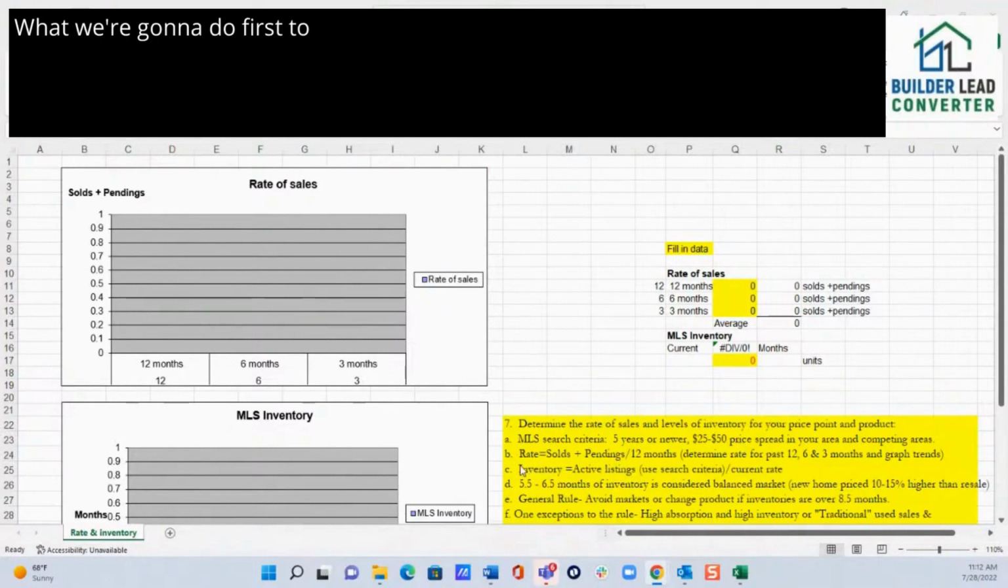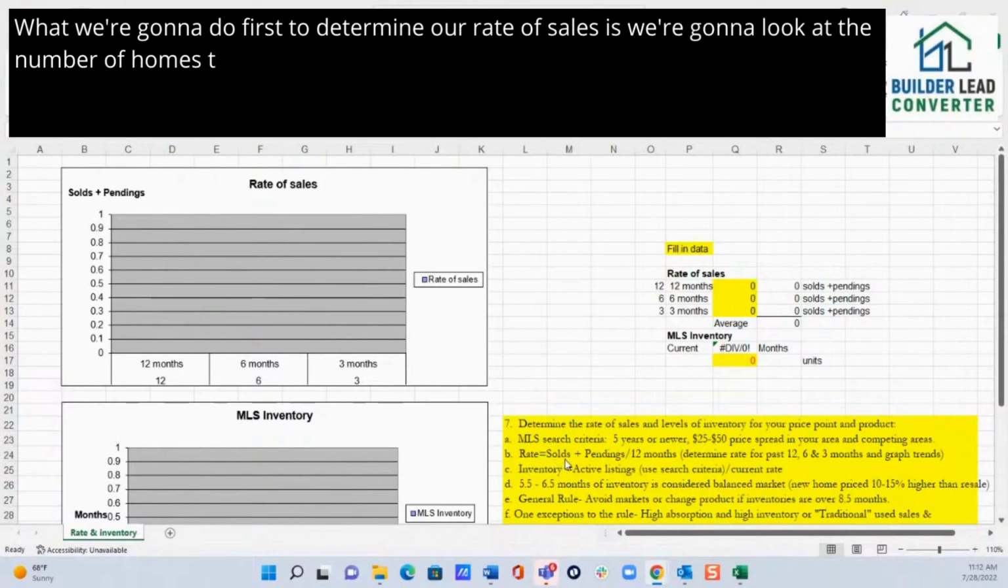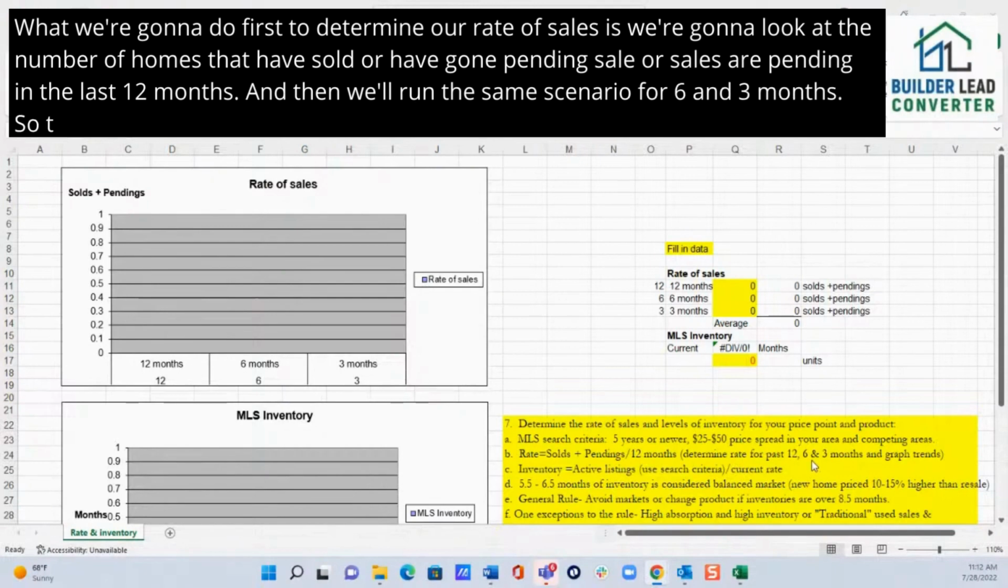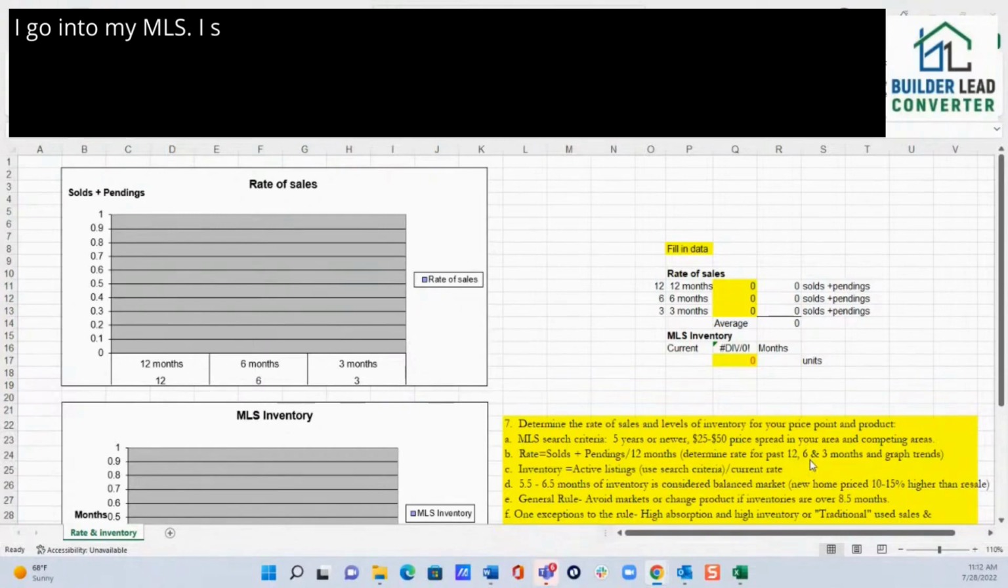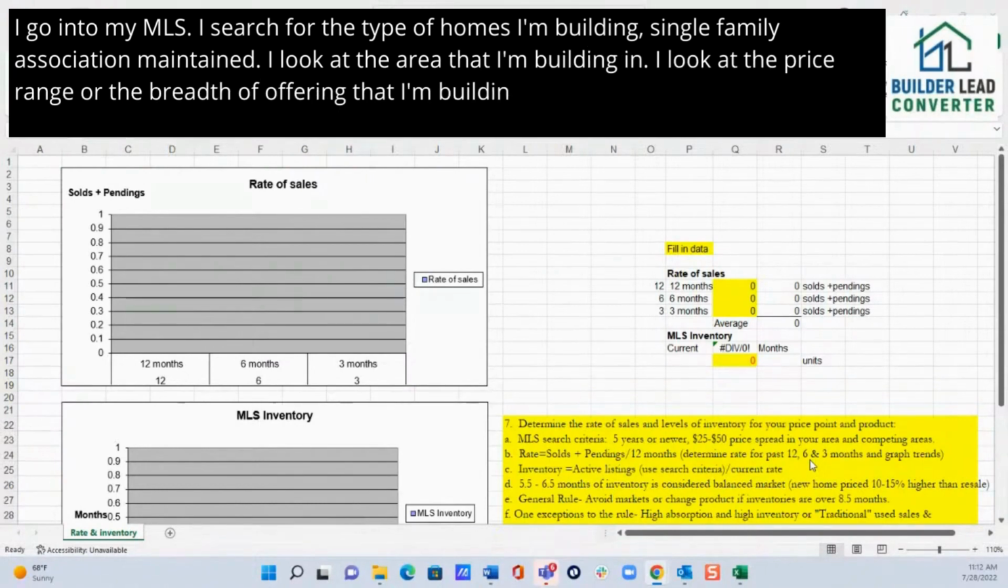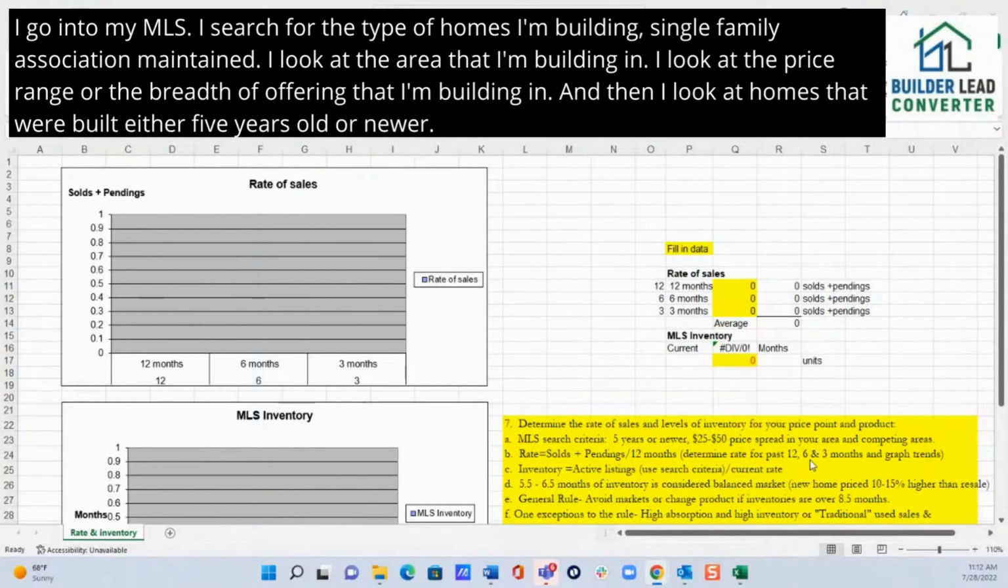What we're going to do first to determine our rate of sales is look at the number of homes that have sold or gone pending in the last 12 months. And then we'll run the same scenario for 6 and 3 months. So this is what it looks like. I go into my MLS. I search for the type of homes I'm building, single family, association maintained. I look at the area that I'm building in. I look at the price range or breadth of offering that I'm building in. And then I look at homes that were built 5 years ago or newer.